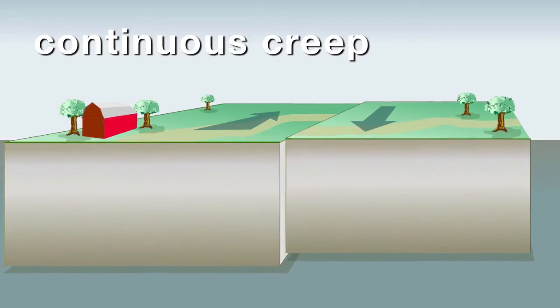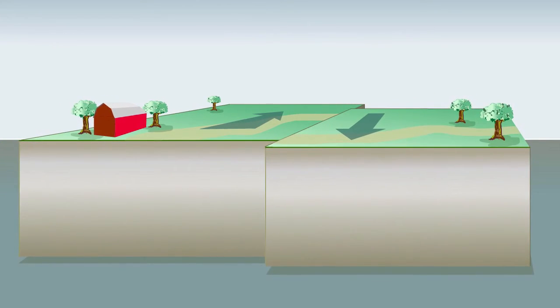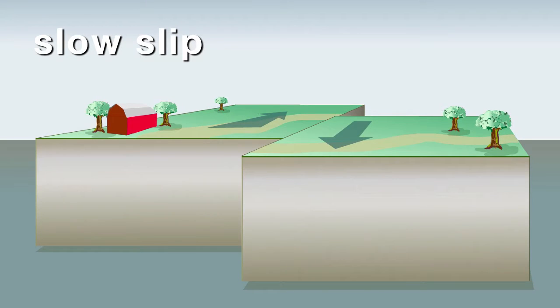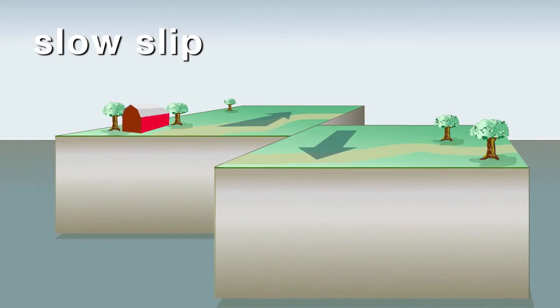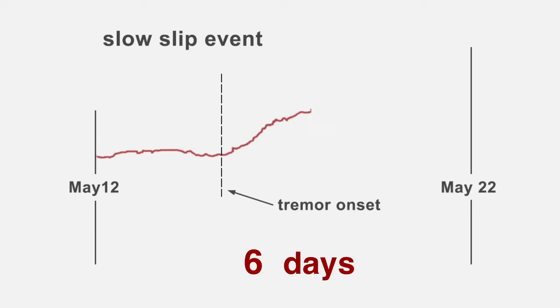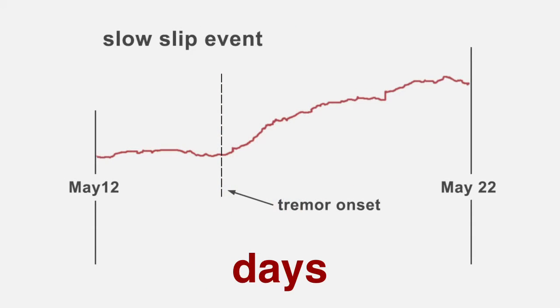We observe continuous creep, where the fault is always moving, and we also observe this type of behavior that's called slow slip. Slow slip is when you have movement along the fault that occurs over weeks to months to years, depending on where you're at in the world, and it moves at a much slower rate than traditional earthquakes. The thought is that they are increasing the stress on the section of the fault that generates these large earthquakes.